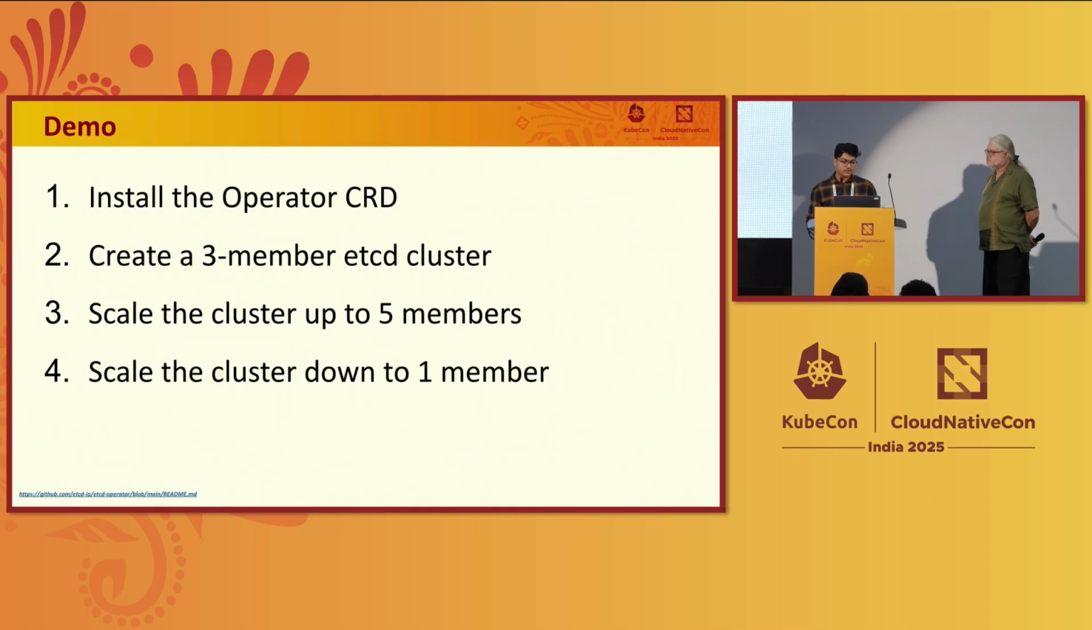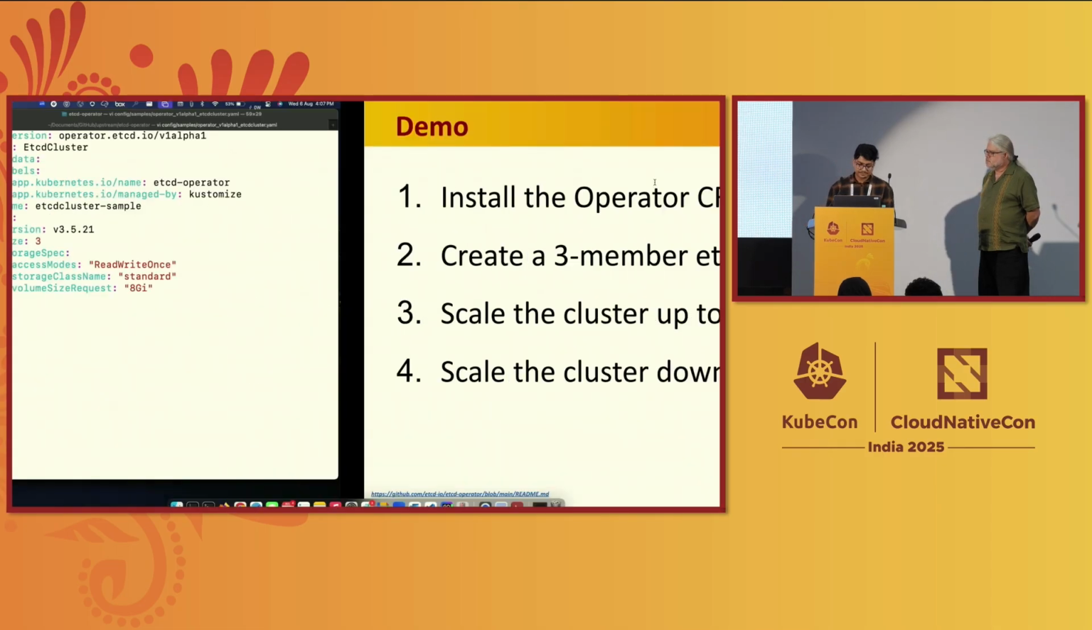And we'll get into the demo. As a part of the demo, we'll show how we install the operator CRD. We will try to create a 3-member etcd cluster, scale it out to 5 members, and then scale it in to 1 member. So let's dive into it.